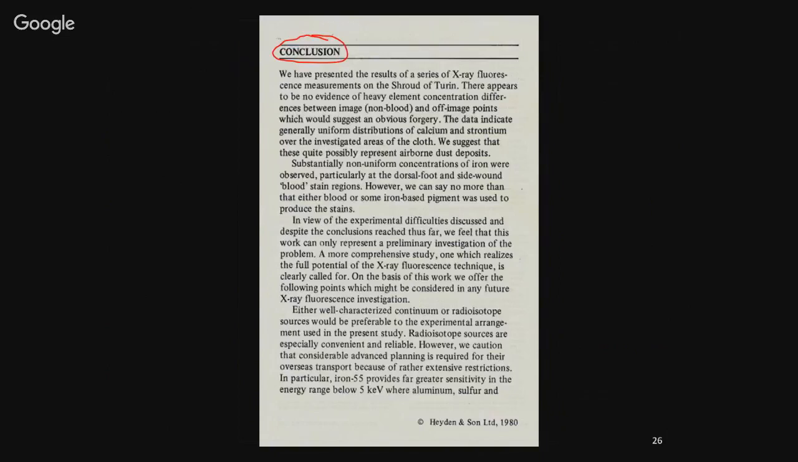So on the basis of the work that they did, we offer the following points which might be considered in any future X-ray fluorescence investigation. So basically, they carved a new path, if you will, and said, okay, we've achieved these preliminary results, but future research should be done to carry the work forward and do it in more depth than we were able to do in the short period of time that we had.